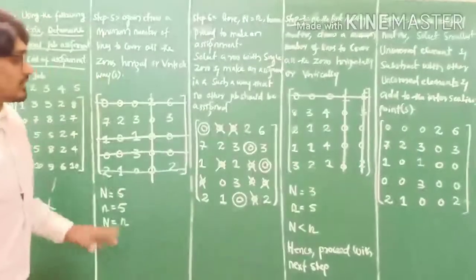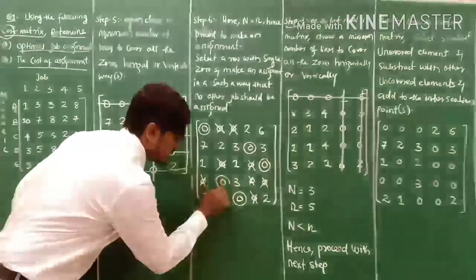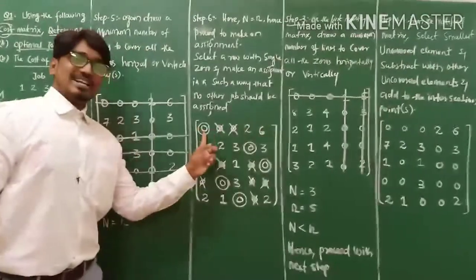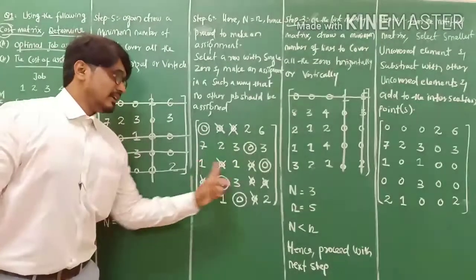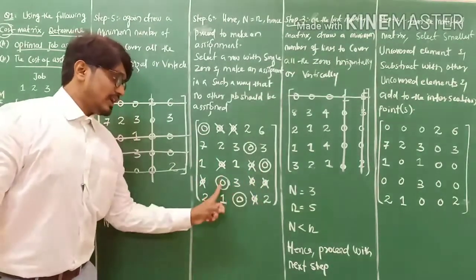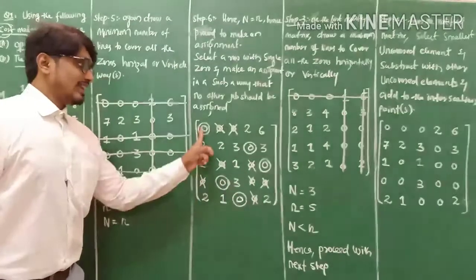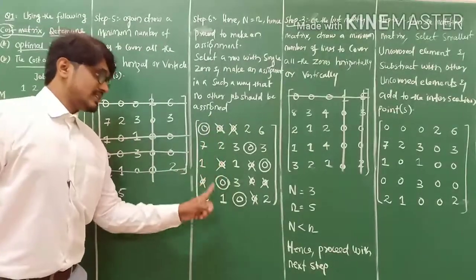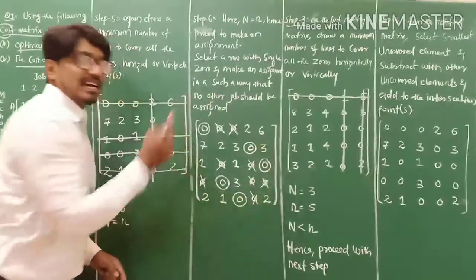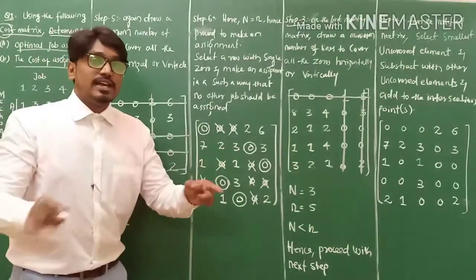Okay, now find out the single 0. So this is single 0. See, first row, one assignment. Second row, assignment. Third row, assignment. Fourth row, assignment. Fifth row, assignment. One assignment in each row. There shouldn't be two assignments in the one row.